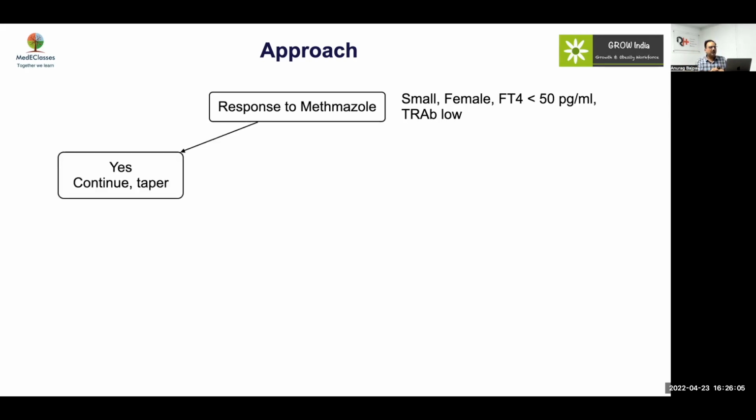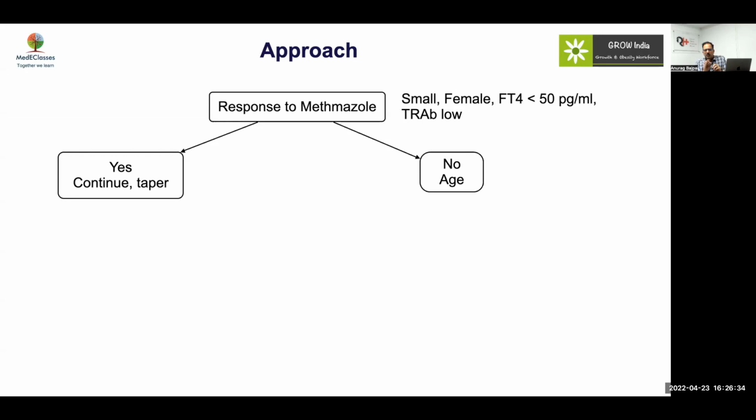Now, after that, you see, yes, the patient is fine. So around 24 months, you may consider tapering and stopping the treatment at that point of time. As soon as your FT4 becomes normal, halve the dose. Otherwise, you will develop severe hypothyroidism. If there is no response or there are adverse effects like hepatotoxicity, low neutrophil counts, then you have to think of alternative treatment in that regard.